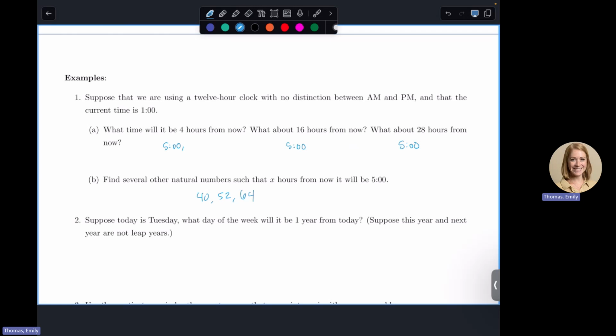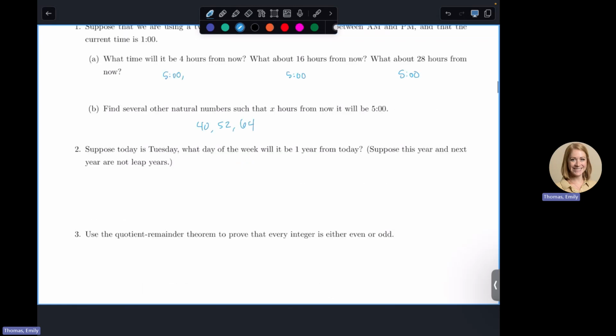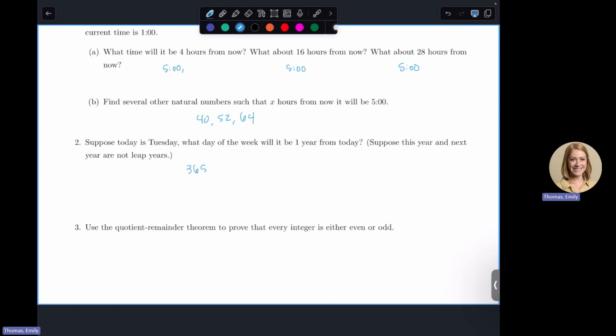If today was Tuesday, what day of the week would it be a year from today? It would be Wednesday. Why? Do you know why that is? Well, yeah. 365 mod 7 is 1, or you can think about 365 as 52 sevens plus 1.